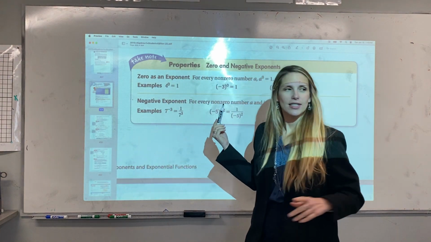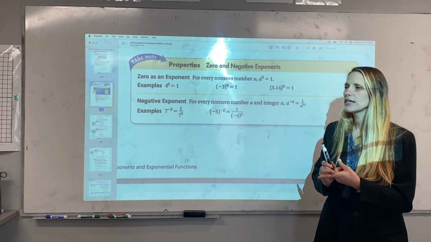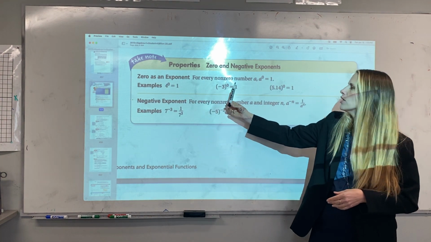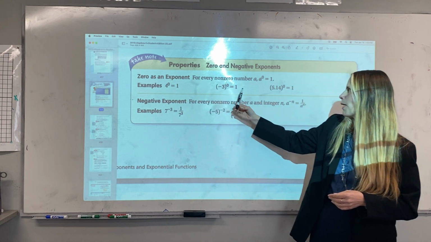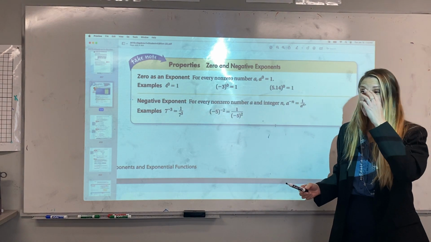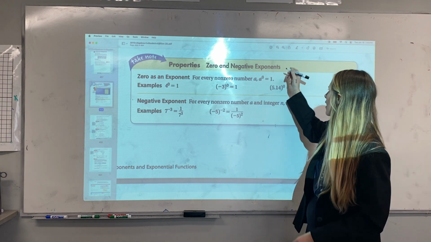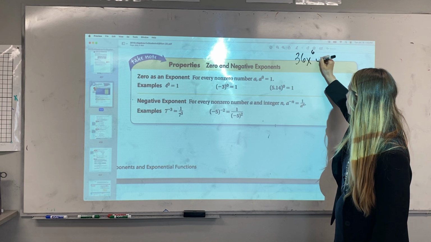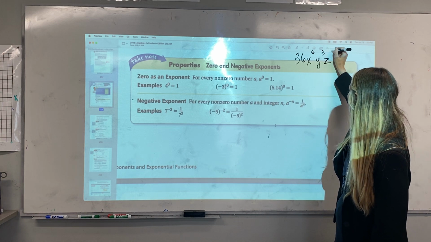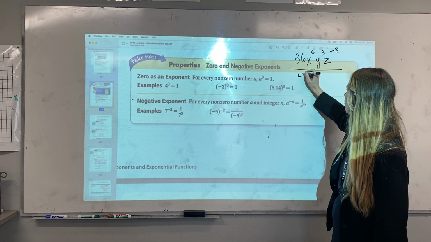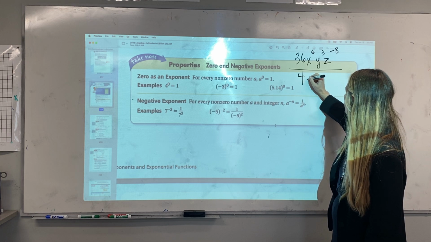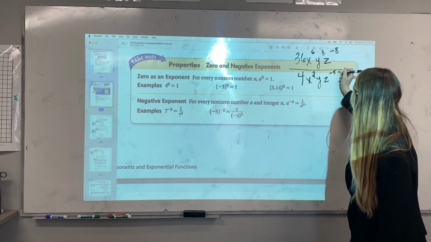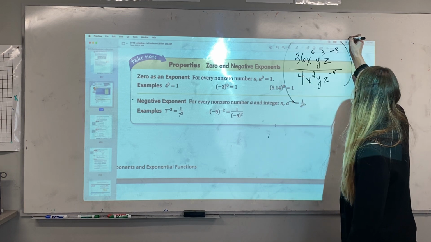So, just like Lex said, we're doing zero exponents and negative exponents. We just went over, off camera, that anything to the zero power is going to be 1. Even expressions that are super crazy, like what if you see something like 36 x to the 6th, y to the 3rd, z to the negative 8th over 4x to the 2nd, y, and then z to the negative 5th, and then that whole thing is to the 0 power.